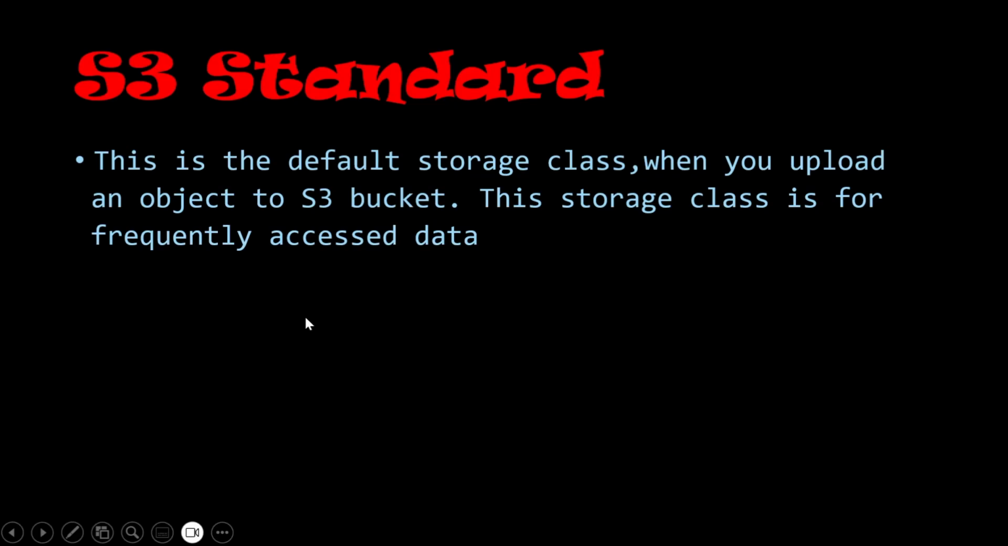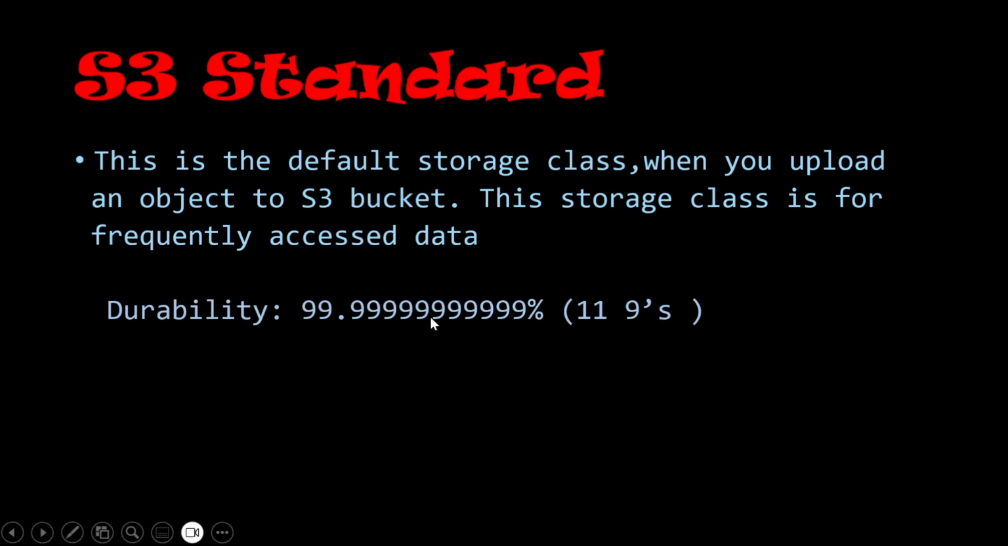Now let's look at the features of this storage class. Durability is 99.999999999%, these are 11 nines, and availability is 99.99%, highly available. For every storage class, this durability is the same and availability changes. As I already said, durability is how safely the data is stored in AWS, and in every storage class the data is stored securely, and that's why every storage class has the same durability.